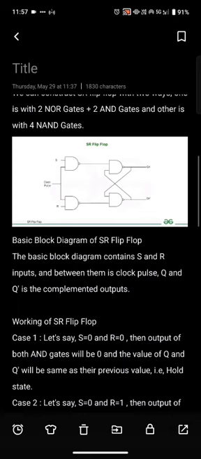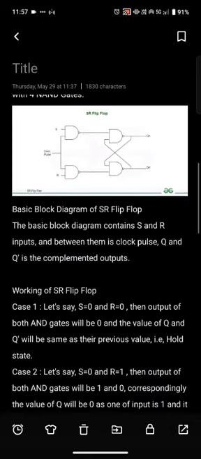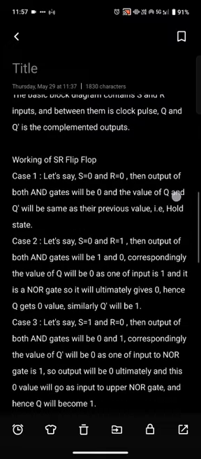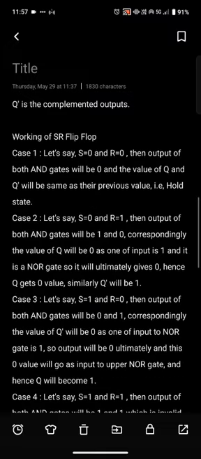This is a circuit diagram of SR flip-flop. Basic block diagram of SR flip-flop. The basic block diagram contains S and R inputs, and between them is the clock pulse. Q and Q dash is a complemented output. The working of SR flip-flop is as follows.